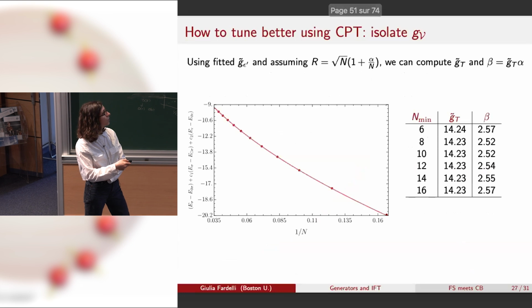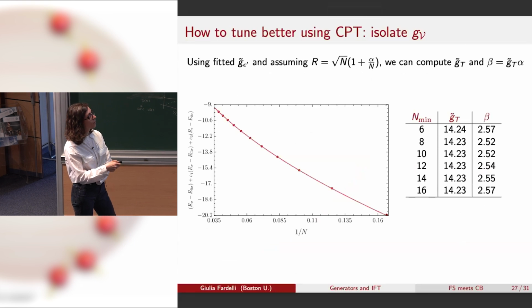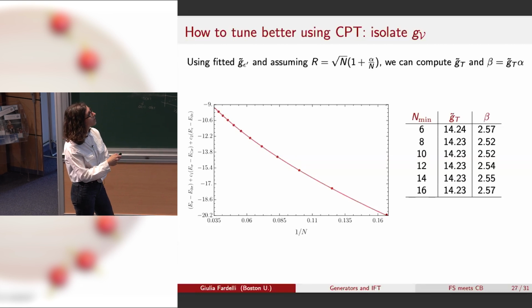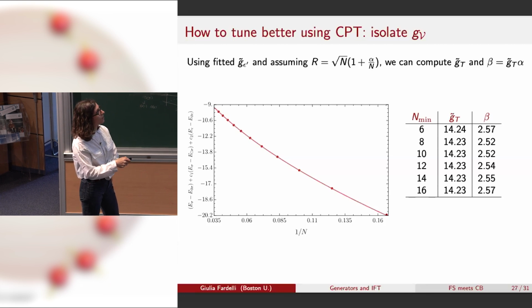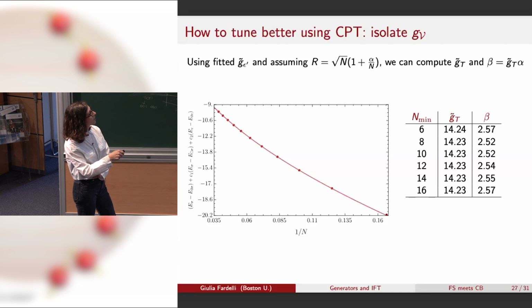But we can try to do the same also for G tilde and beta, where beta comes from the fact that my R is not just square root of n, but can also have a subleading correction. In this particular example, beta is just G tilde times this coefficient that I call alpha. This is a more complicated combination of the differences, and you see that also in this case, these numbers are quite stable, including more or fewer points.